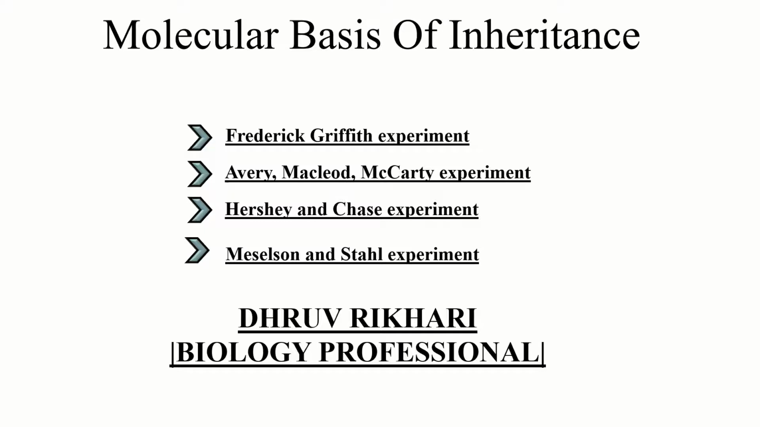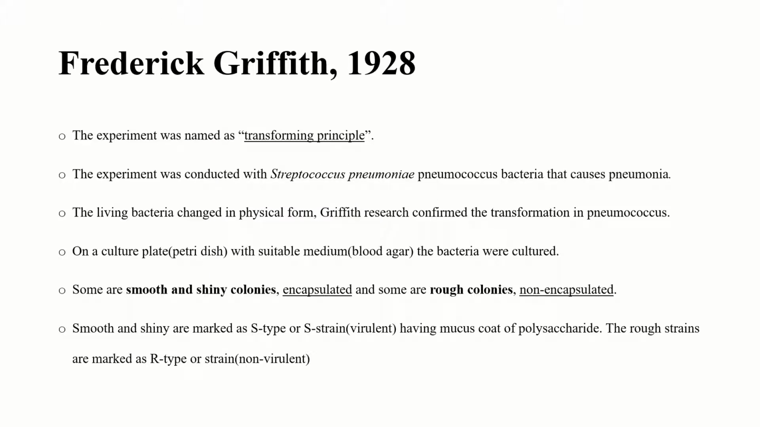So the first experiment which I'm going to discuss here is Frederick Griffith's experiment. Now, Frederick Griffith's experiment was done in 1928, and the experiment was named the transforming principle. The experiment was conducted using Streptococcus pneumoniae, the bacteria that causes pneumonia, and the result obtained was that the bacteria changed in physical form, and this change was confirmed to be transformation.